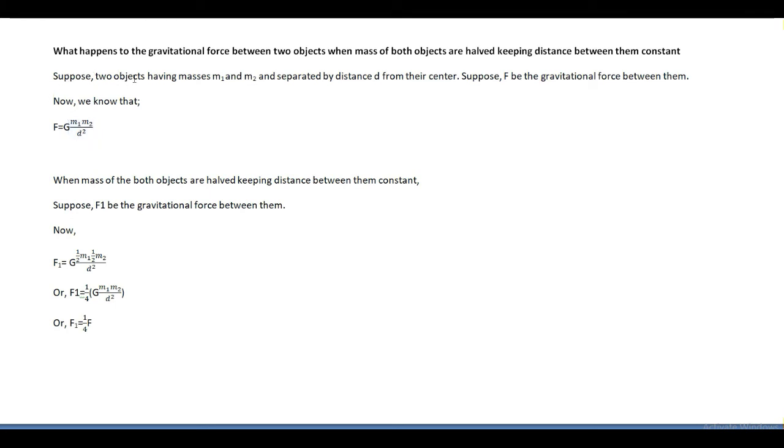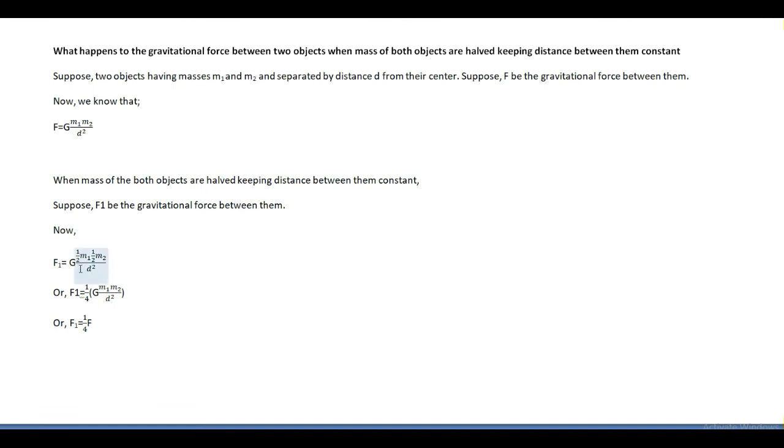Suppose two objects having masses m1 and m2 are separated by the distance d from their centers, and suppose F is the gravitational force between them. Then we know that the gravitational force F equals G m1 m2 by d square. It is the formula of the gravitational force. Now when the mass of both objects is halved, keeping the distance between them constant, according to the condition of the question, there will again be a change in the gravitational force.